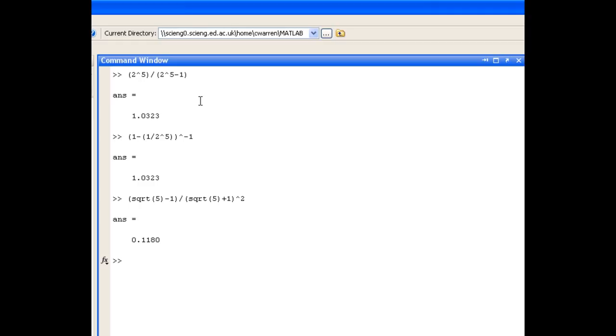So before we move on to question 4, we're just going to use the CLC command to clear up the command window. And that just clears the command window of the previous commands that we've entered. It's always useful to do that before you start a new question or example.